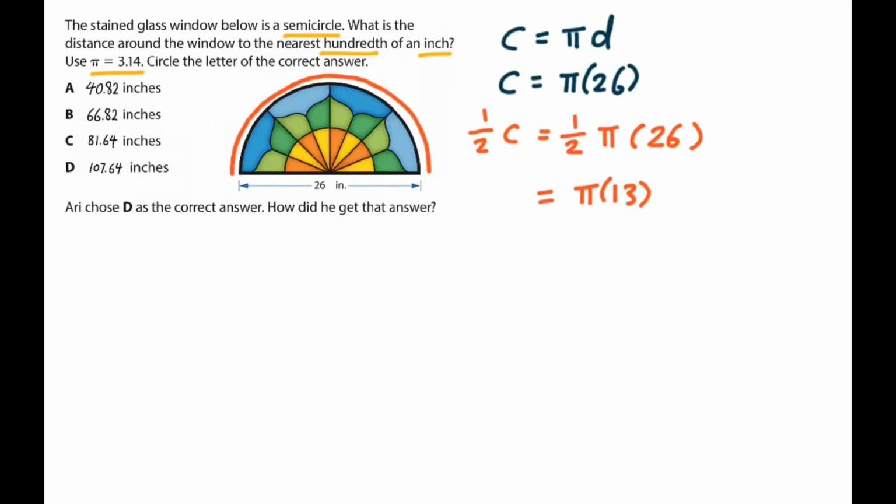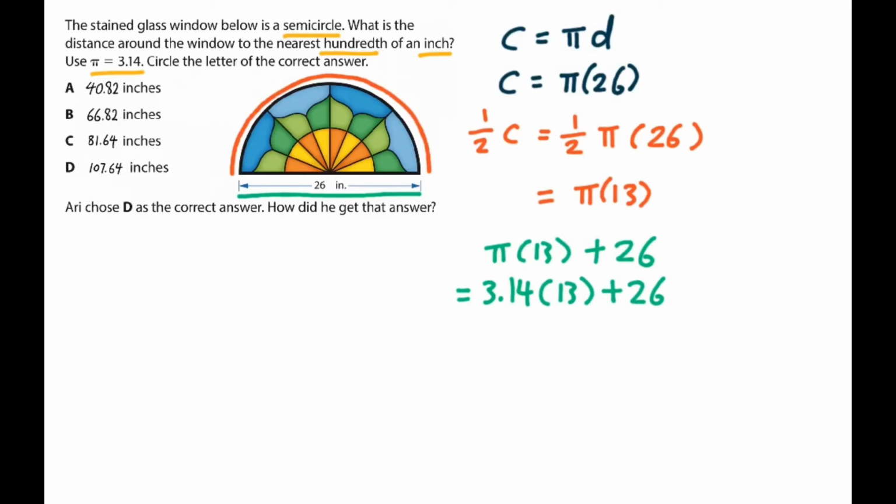Now the next step is to find this part, which they already gave to us. So that means we just need to add one half of the circumference and the diameter together to find the distance. So pi times 13 plus 26 equals 3.14 times 13 plus 26.